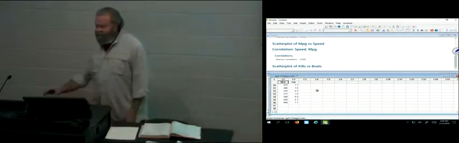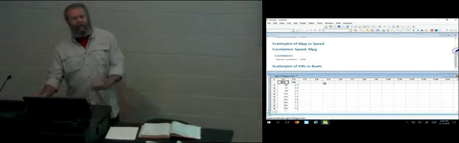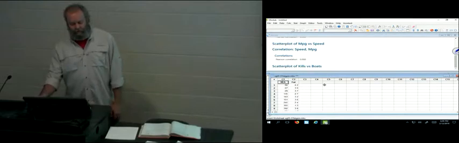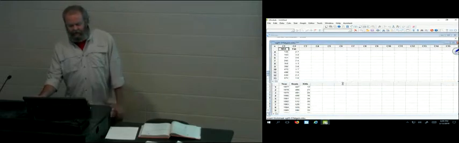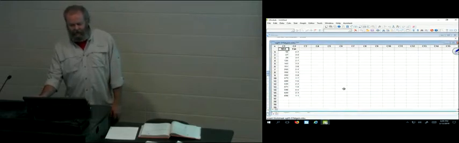Okay? So, here's what I would like to do. I would like to make a scatter plot and see what all this looks like. Let me ask you this. I just got a dumb question. You know, sometimes I do that. By looking at that table, can you tell me what you think the association is or the direction?